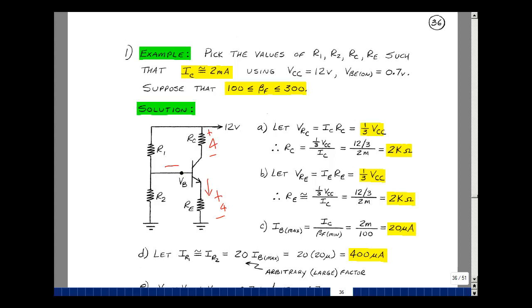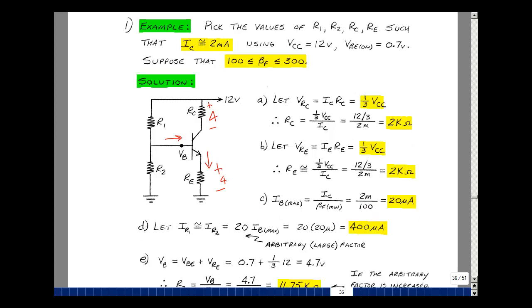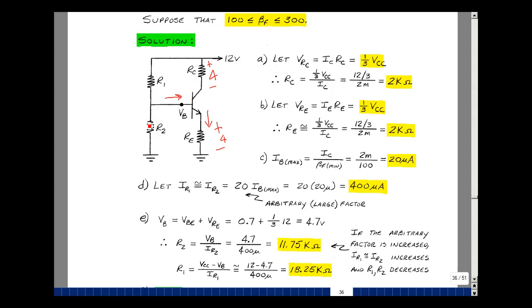What's the largest value of base current we're ever going to see? The base current is equal to the collector current divided by beta F, but the smaller beta F is, the larger I sub B will be. So we'll take the smaller of the values here. 2 milliamps divided by 100 would be 20 microamps. If I pick the current in this resistor to say be 20 times bigger than this value, that would be 400 microamps. I could say that this current is roughly the same as this current because this is so much smaller.